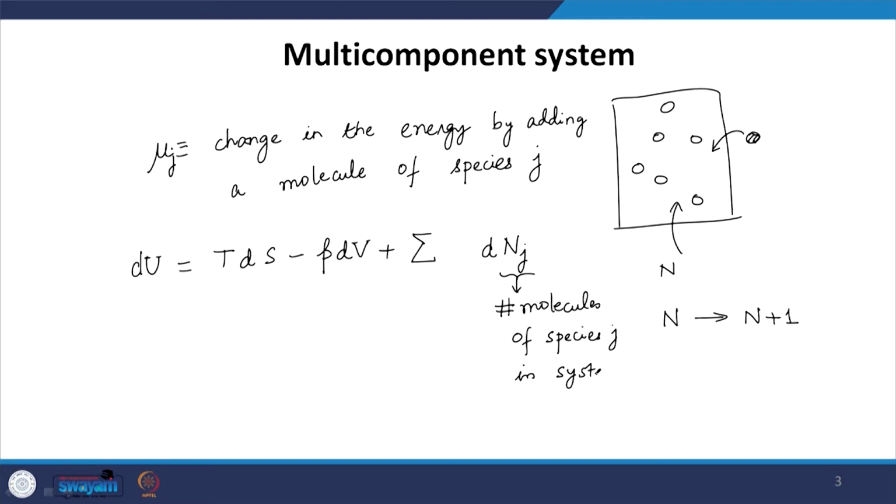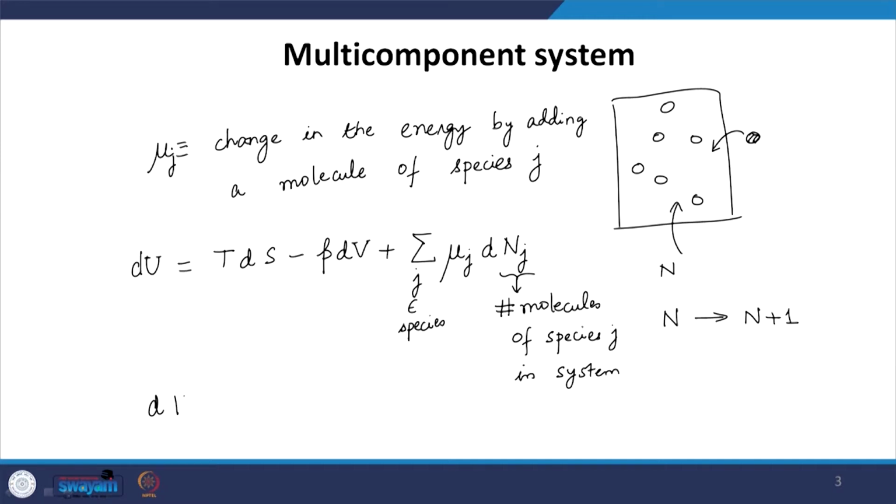So, dNj is the change that is happening. This multiplied by mu j, that is the energy by adding one molecule in the system. So, this summed over all the species becomes the definition of change in internal energy for a multi-component system, right.